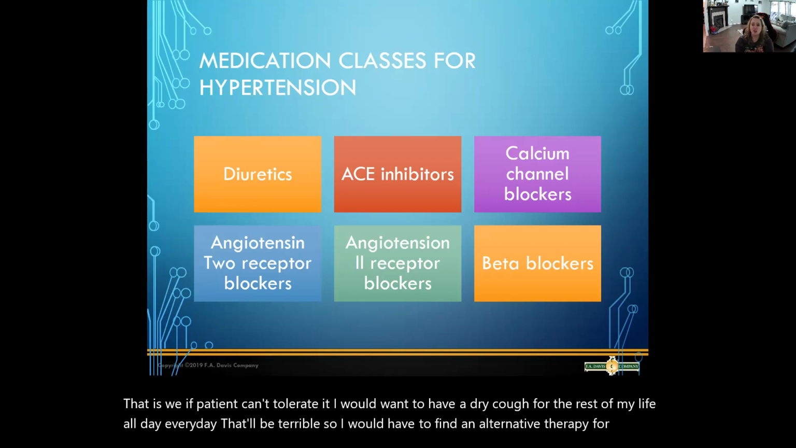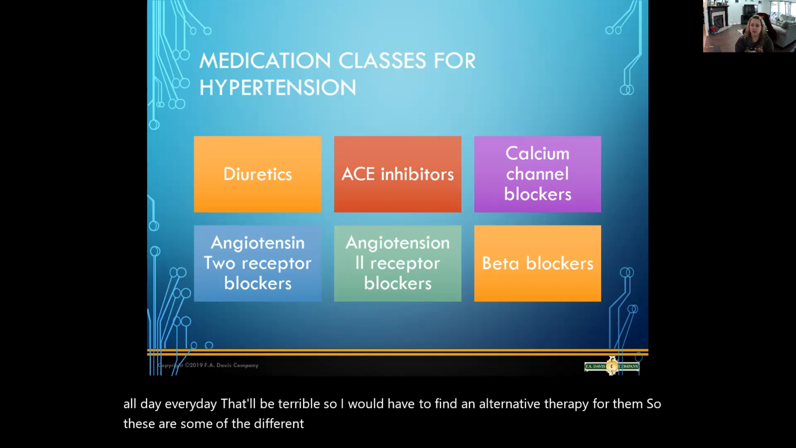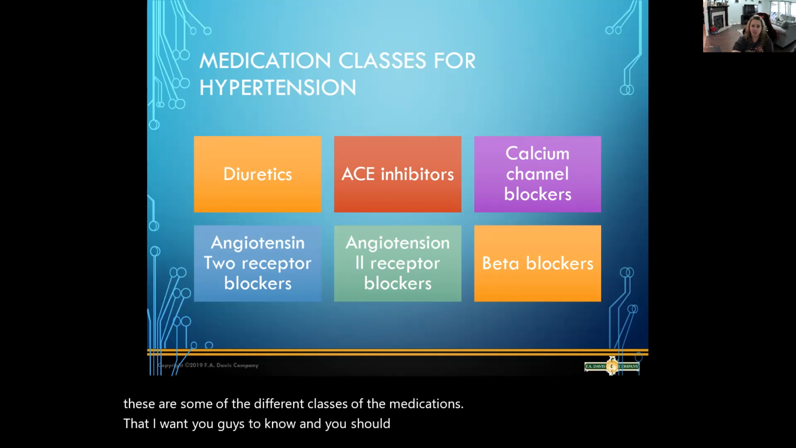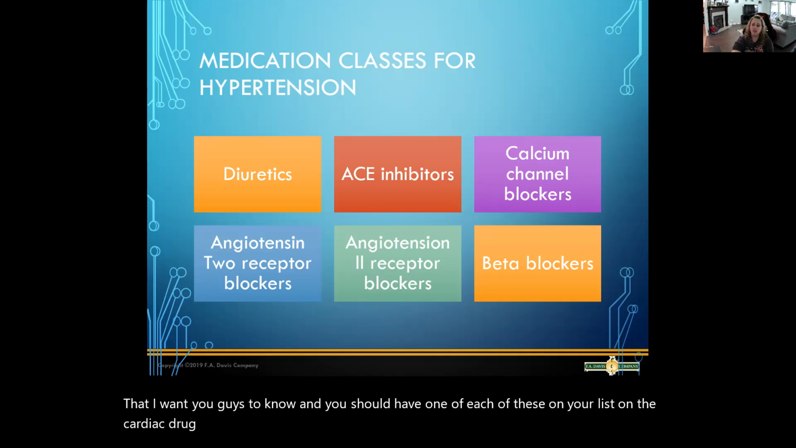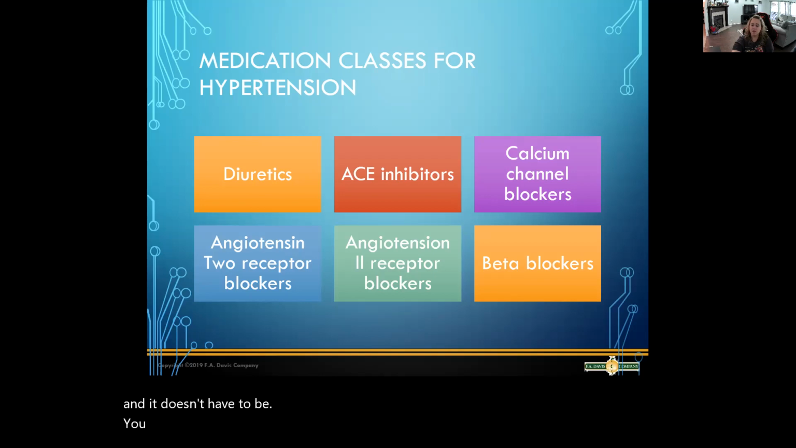So these are some of the different classes of the medications that I want you guys to know. And you should have one of each of these on your list on the cardiac drug cards. So when you're writing out the drug, I want you to tell me, and it doesn't have to be fancy words, in your own words, how the drug works.